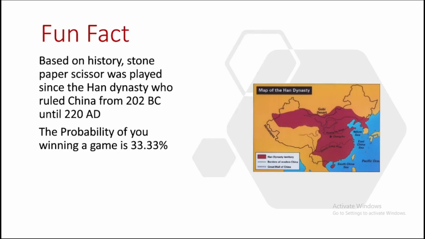Let me tell you a very nice fact about Stone Paper Scissor. Stone Paper Scissor was played since the Han Dynasty, who ruled China from 202 BC till 220 AD, which is why it is said that Stone Paper Scissor came from China. And the probability of you winning a game is 33.33%, because there are only 3 combinations.